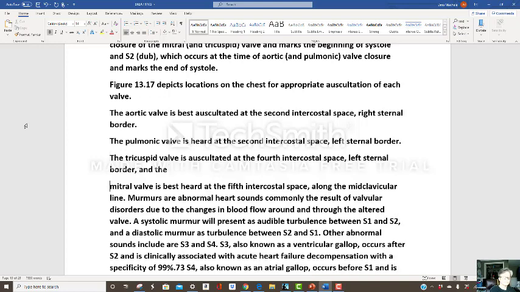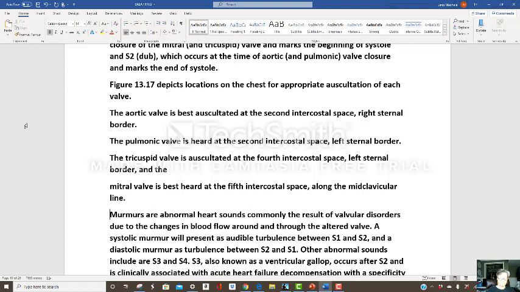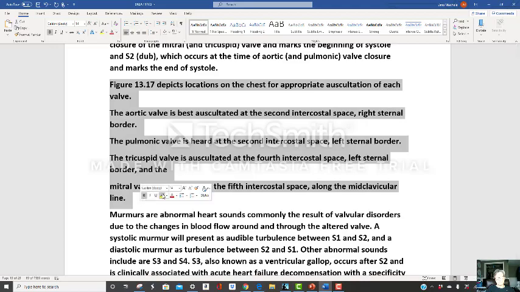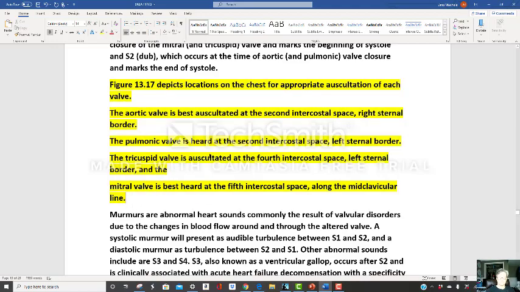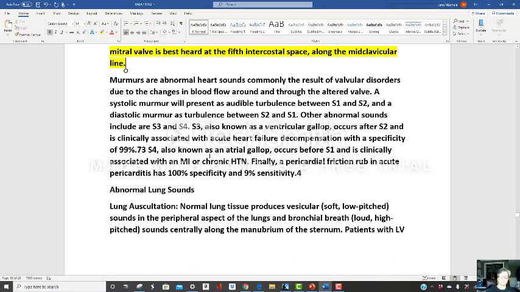Murmurs are abnormal heart sounds, commonly the result of valvular disorders due to the changes in blood flow around and through the altered valve. A systolic murmur will present as audible turbulence between S1 and S2, and a diastolic murmur is turbulence between S2 and S1. Other abnormal sounds include an S3 and S4. S3, also known as a ventricular gallop, occurs after S2 and is clinically associated with acute heart failure.